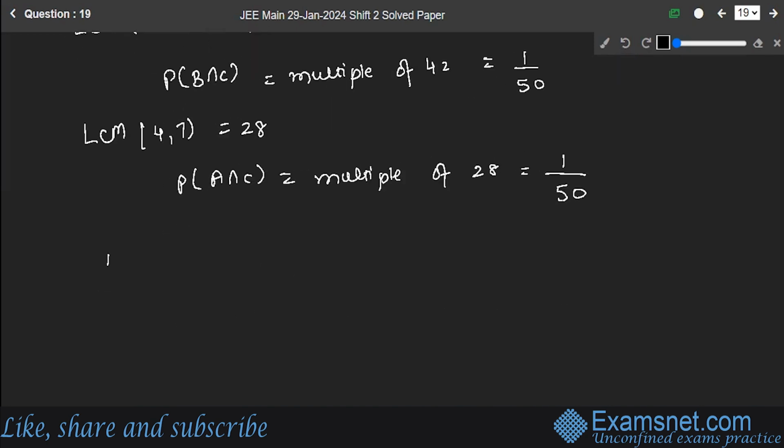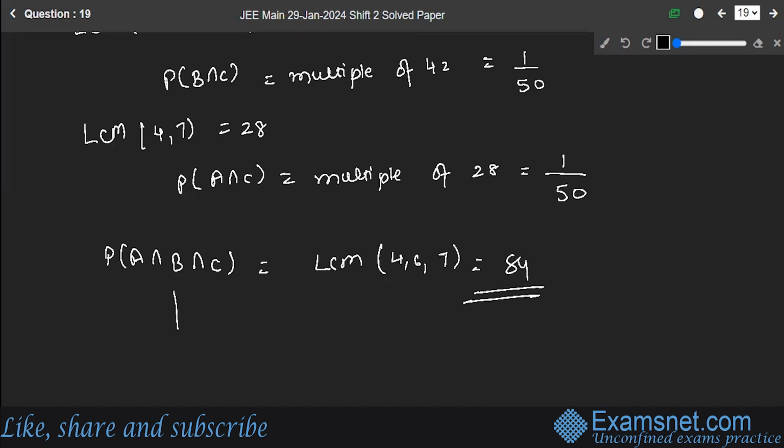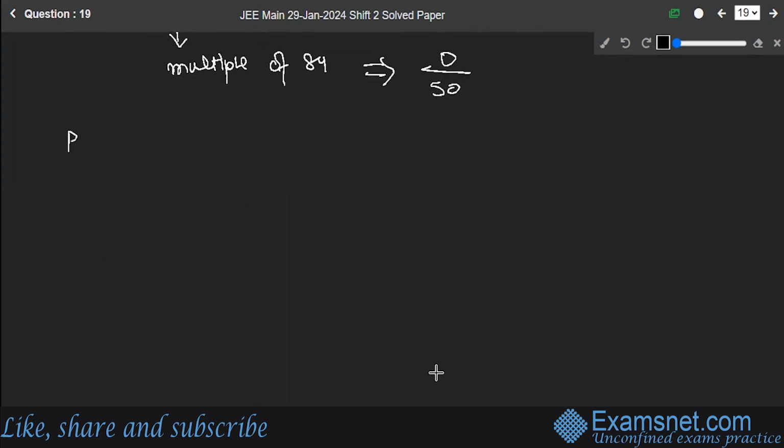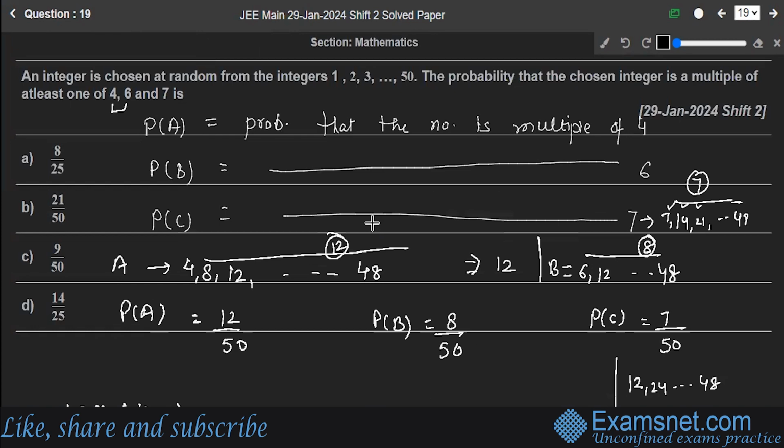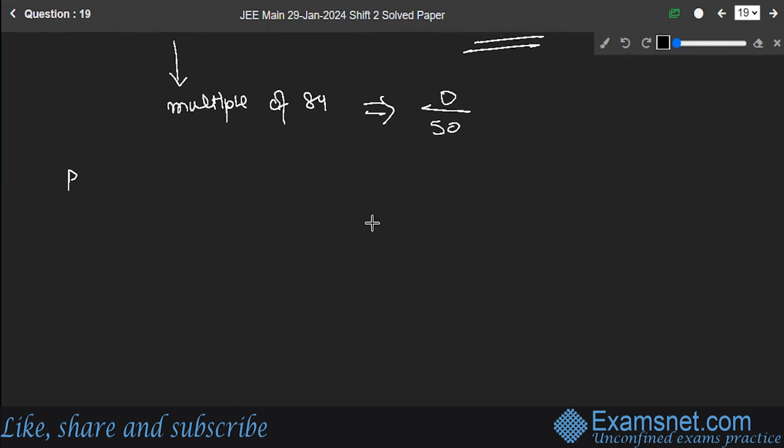Now probability that all the numbers are there, A intersection B intersection C, that is, let's say, the LCM of 4, 6 and 7, which is 12 and 7. This gives me 84. No such number which is a multiple of 84 exists. No such number exists. 0. So what do you have to find out in the question? Let's see. Probability that the chosen number is a multiple of at least one of them. So that means you have to find out P(A union B union C).